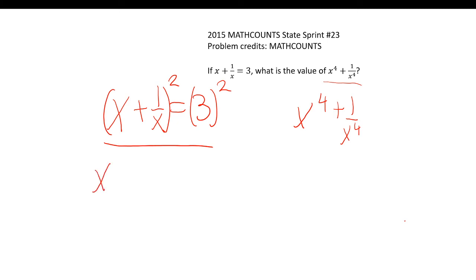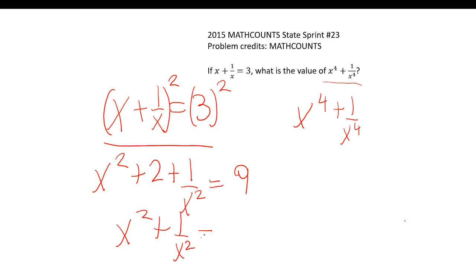Square the first term, x squared. The product of the terms is x over x, which is 1. 1 times 2 is 2. And then we have 1 over x squared. And all of this is equal to 9. And now we have x squared plus 1 over x squared is equal to 7. Now we're halfway done with the problem.